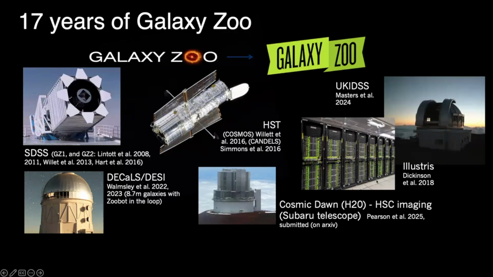Euclid's was an infrared survey. Illustris is simulated galaxies, which we classified in the Galaxy Zoo method to see how well the simulated galaxies match the population in the real universe. DESI and DECaLS has been classified, which is a kind of very Sloan-like survey, but with a bigger telescope, that is ongoing at present. Subaru telescope.